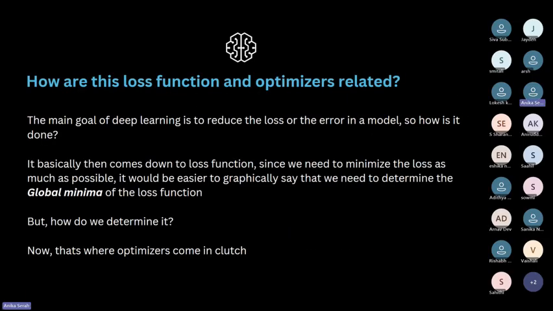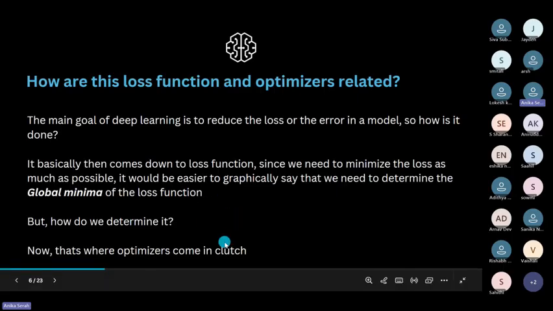So how are the loss function and optimizers related? The main goal of deep learning is to reduce the loss or error in the model. An optimizer acts on the loss function and updates the parameters so that you minimize the loss function as much as possible. This is all stuff that we mostly know. You want to reach the global minima, or the absolute lowest point, of the loss function, and how we determine it is done by optimizers.